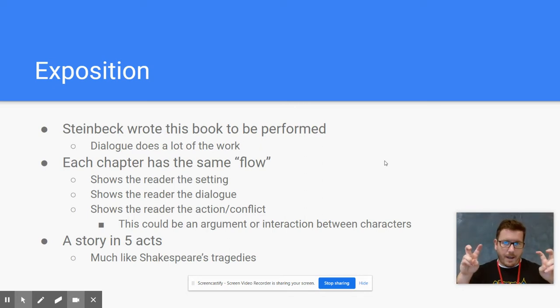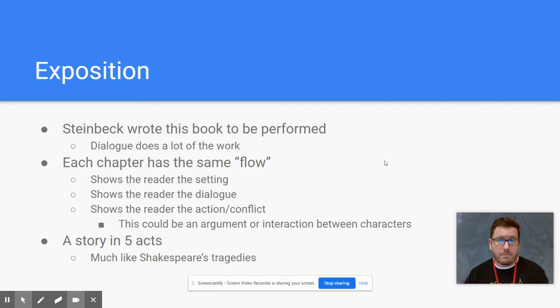Not a lot happens. We learn a lot about the characters from their interactions with one another and what they talk about. Each chapter is going to have the same flow. Steinbeck is going to introduce the setting. He's going to let us see where we are. He uses a lot of vivid language, a lot of active voice to really make the settings pop. Then we're going to see some dialogue, conversations between characters. We'll learn about characters' pasts and get some ideas about what the conflicts will be. And then there will be a conflict.